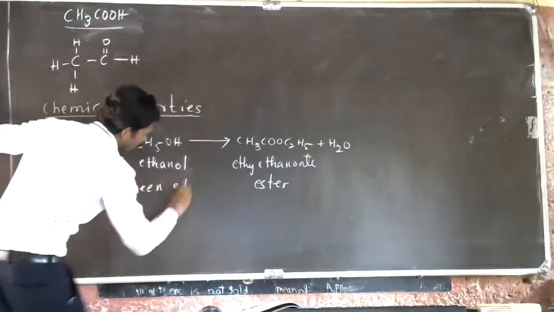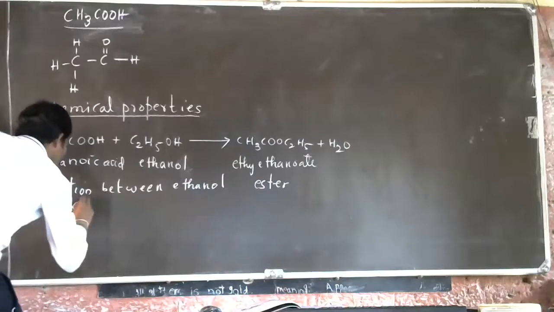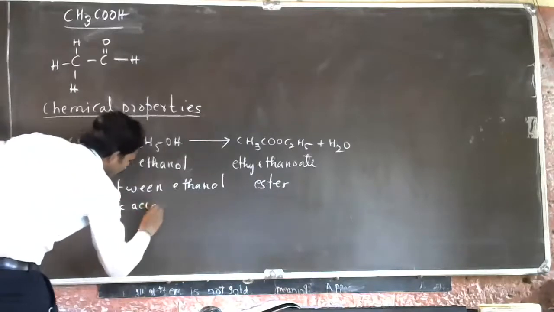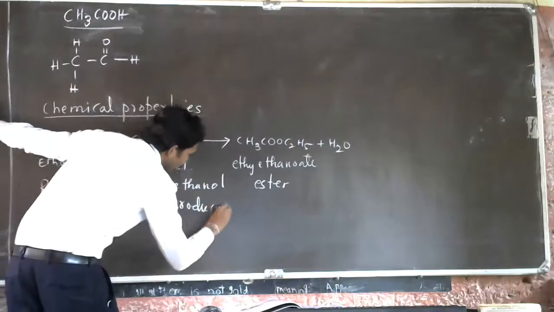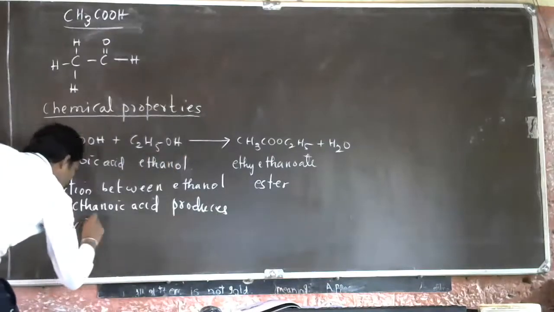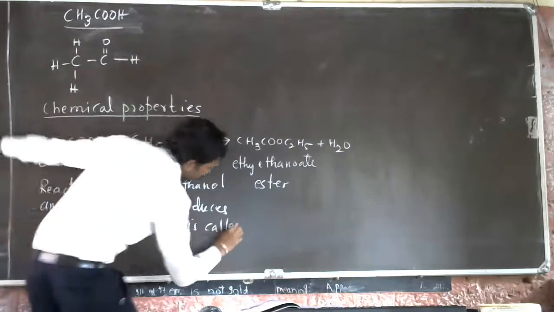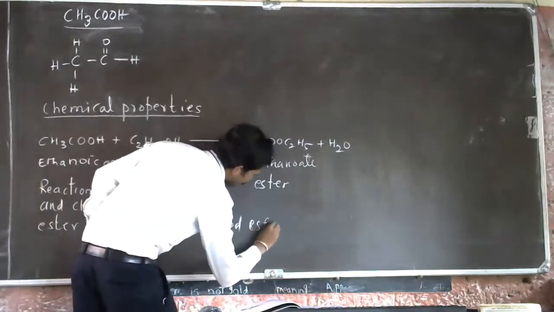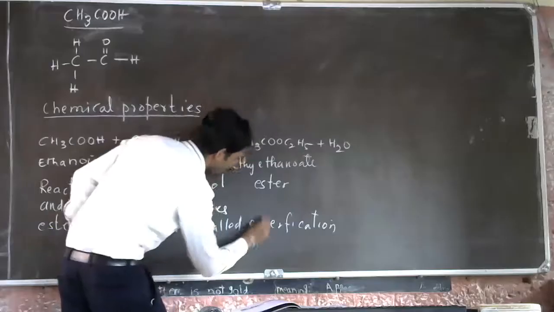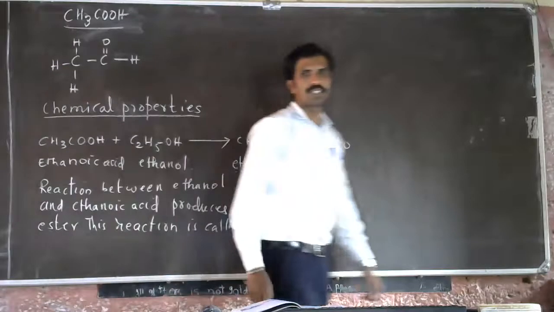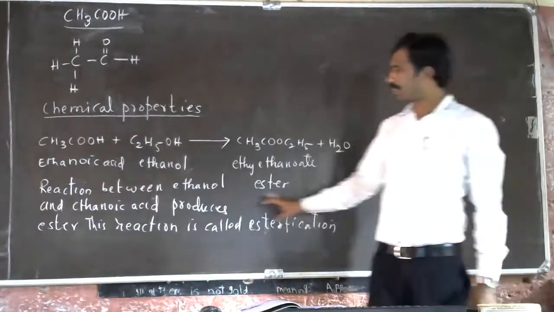This reaction between ethanol and ethanoic acid produces ester. This reaction is called what? Esterification reaction. So esterification, because esters are produced here. Understood? So this is known as esterification.